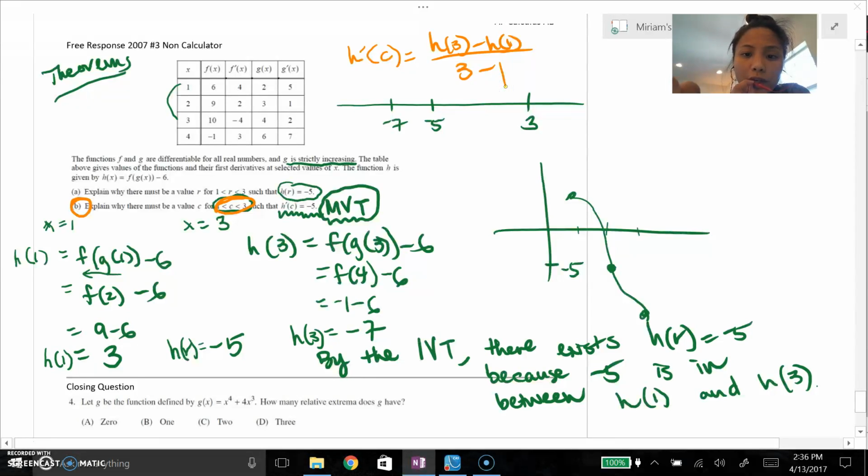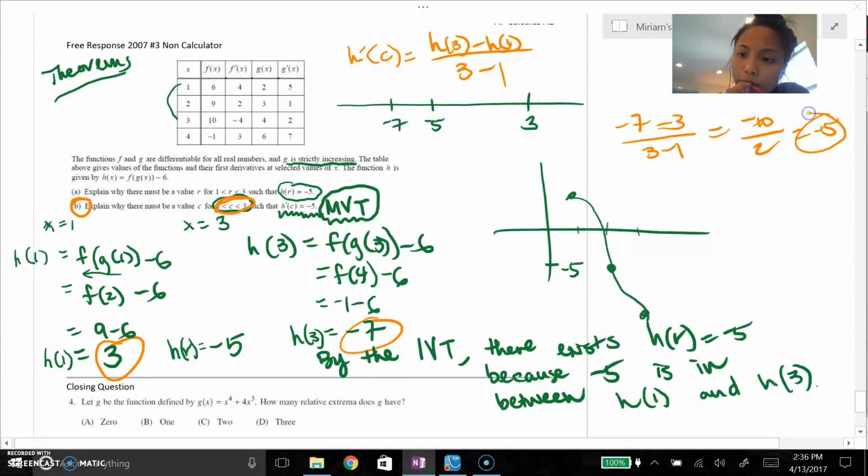So do we know h of 3? Yes, we worked on that, it's negative 7. Do we know h of 1? Yes, we worked on that, that's 3. So if I solve it, I'm going to write over here, I'm going to have negative 7 minus 3 over 3 minus 1. That's going to be negative 10 over 2, which is negative 5. So the slope from 1 to 3 is negative 5.